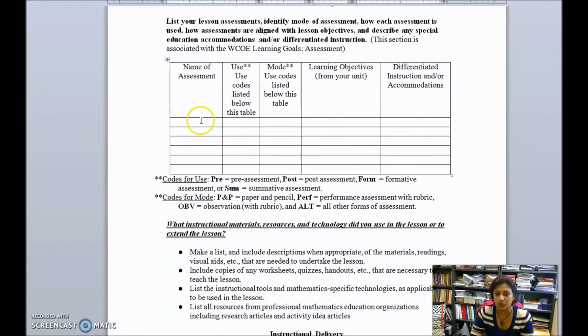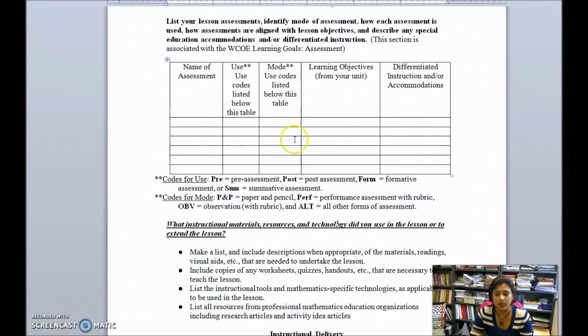Here, you're going to put all your assessments from the lesson. Once again, you're going to use the codes from here for whether it is a pre-assessment, formative, post, or summative assessment. You have to have one pre and one post assessment. The easiest way to do this is the first assessment of the first lesson will be your pre-assessment, and the last assessment of your last lesson, the third lesson, would be your post-assessment. That's the easiest and the recommended way to do it.